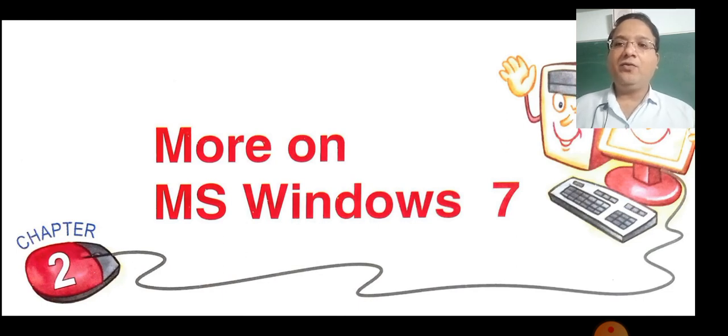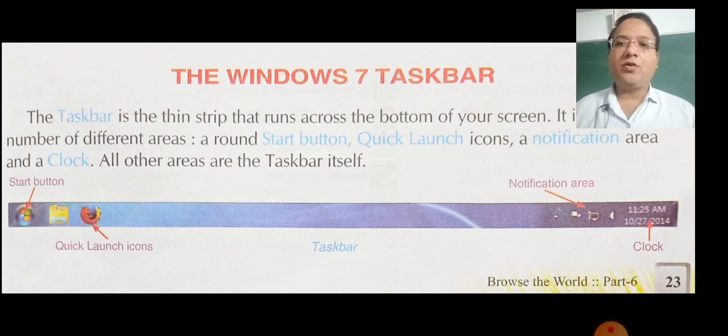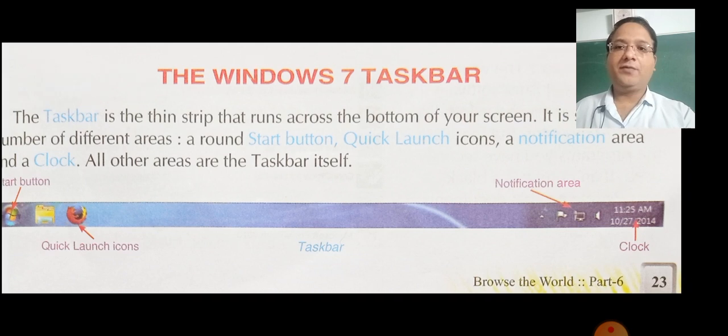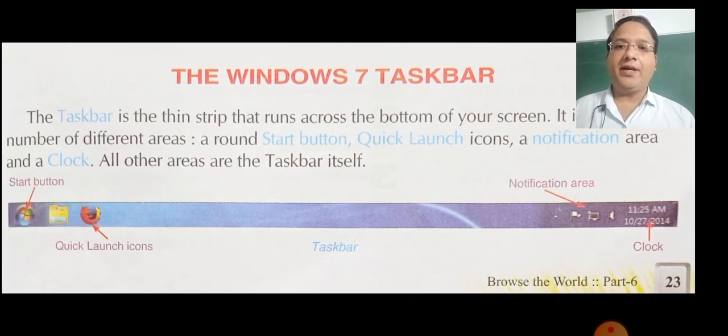We are going to continue our chapter 2, that is more on MS Windows 7. So firstly we are going to discuss the Windows 7 taskbar. The taskbar is the thin strip that runs across the bottom of your screen. Means on the desktop where you can see the taskbar on the bottom of your screen. It is split into a number of different areas.